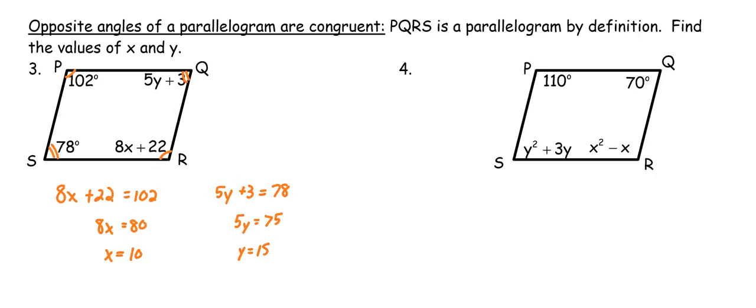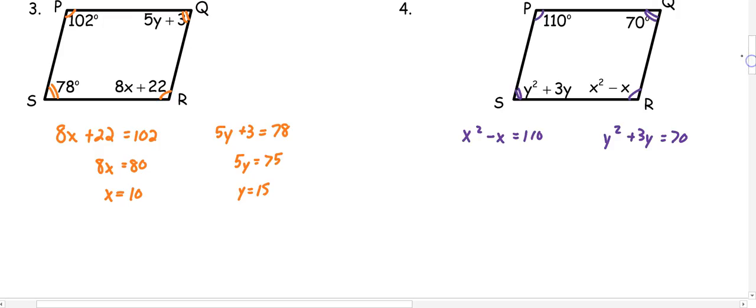Number 4, the same idea still, so our opposite angles are congruent, so P is congruent to R, and Q is congruent to S. So we have x squared minus x equals 110. And we have y squared plus 3y equals 70. Remember, when there's a variable with an exponent, we're going to factor. So I'm going to subtract 110 from both sides. Now I need two numbers that multiply to 110 and add to -1, because there's really a -1 in front of this negative x.